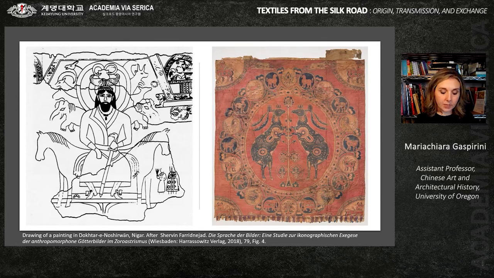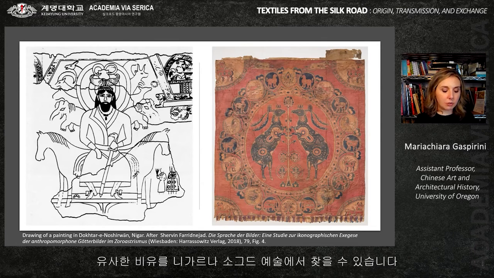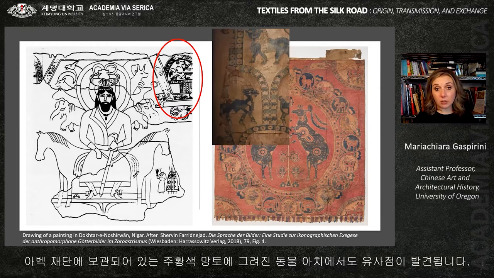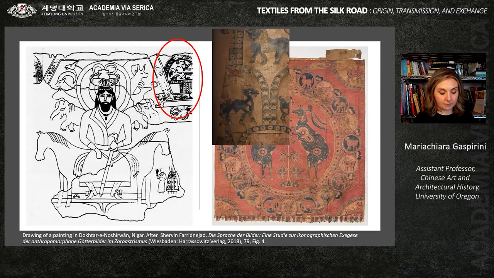A similar analogy can be drawn between the arcade system with niches enclosing divinities behind the ruler at Nigar, also seen in Sogdian art, and the beaded arches with animals on the beige yellow cloak in the abbey.